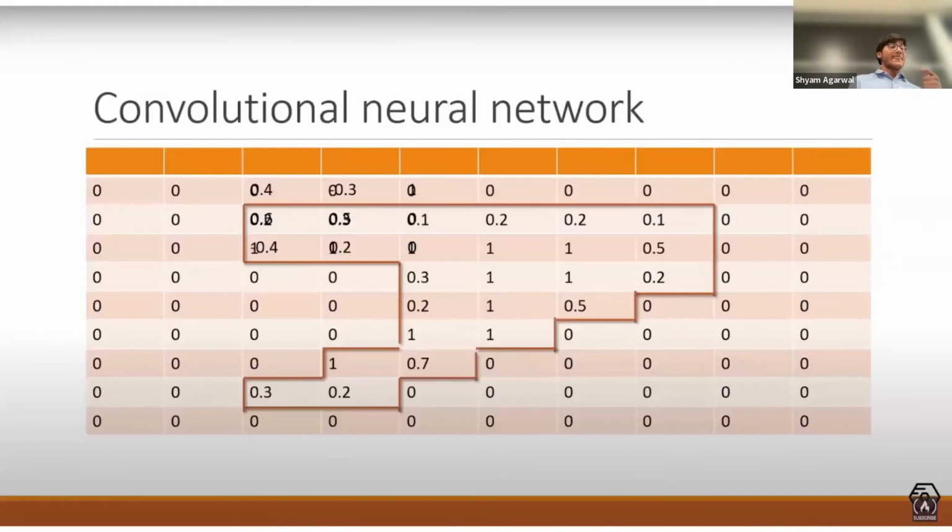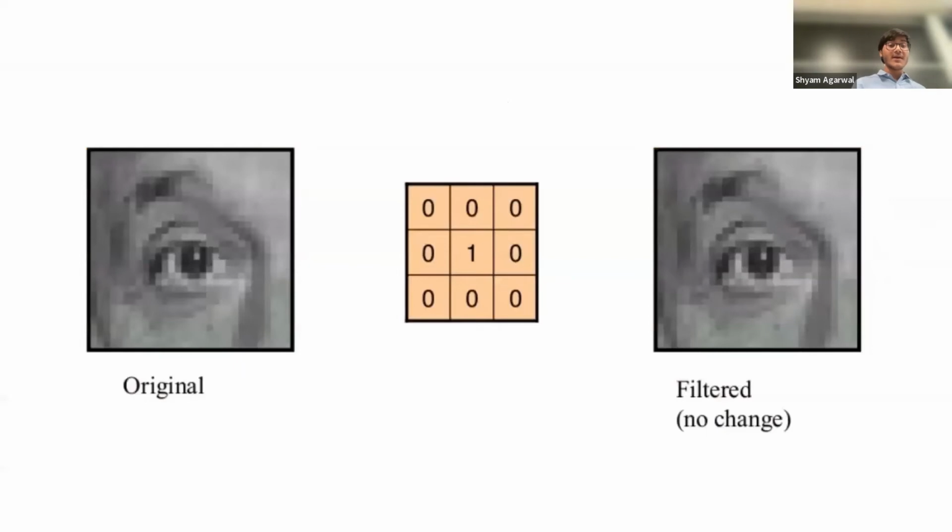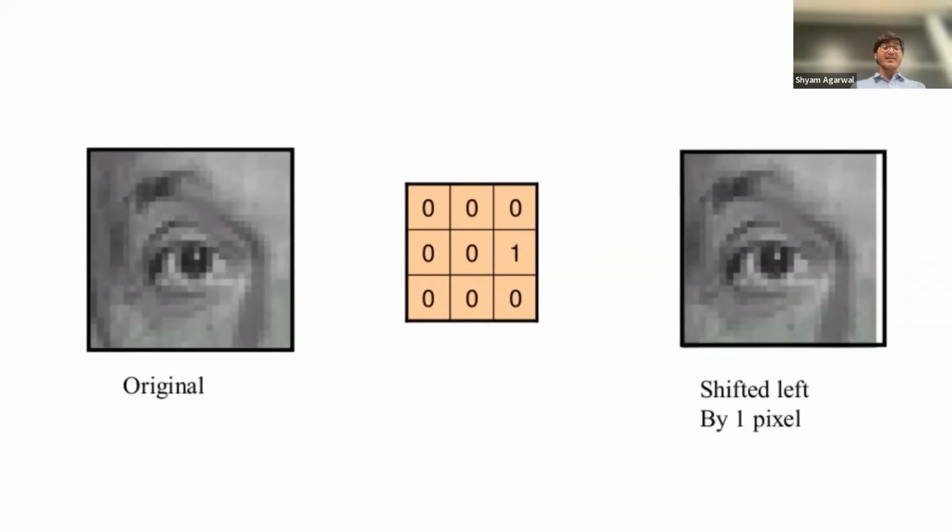Now the thing is, what I was saying, it might seem abstract. How is this even doing anything for us? But if you actually try to do this, and if you have an image like this and a filter like this, 0, 0, 0, 0, 1, 0, 0, 0, 0, the final output that you'll get is something that has no change in it. Similarly, if you change your filter to be something like this, 0, 0, 0, 0, 0, 1, 0, 0, 0, then you'll see that your entire picture has shifted by 1 pixel.